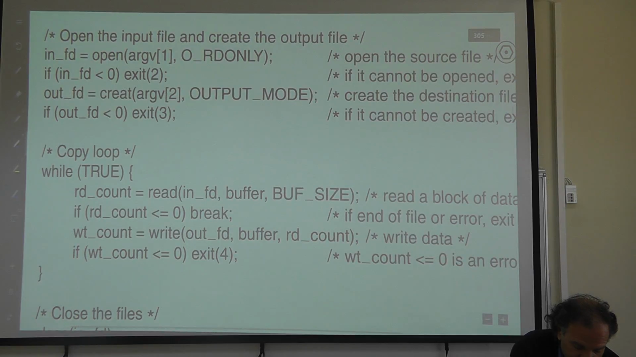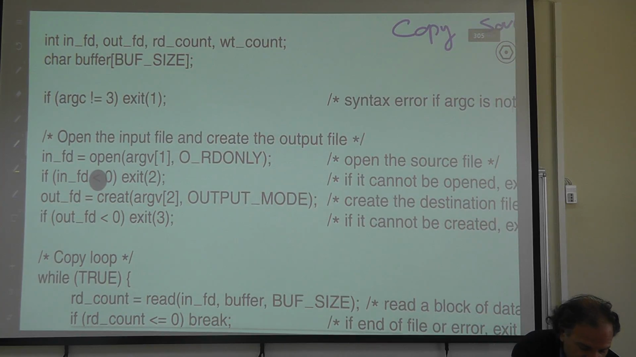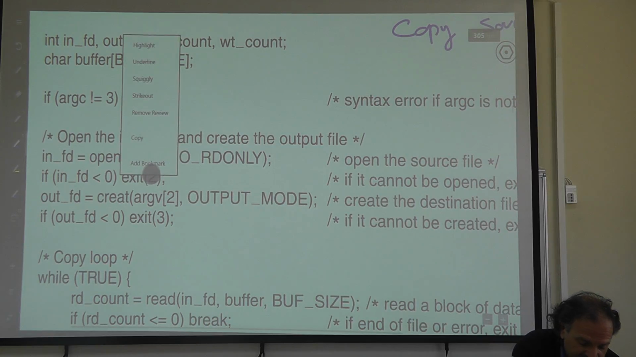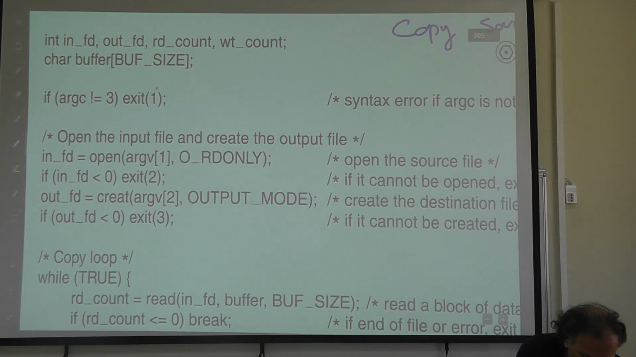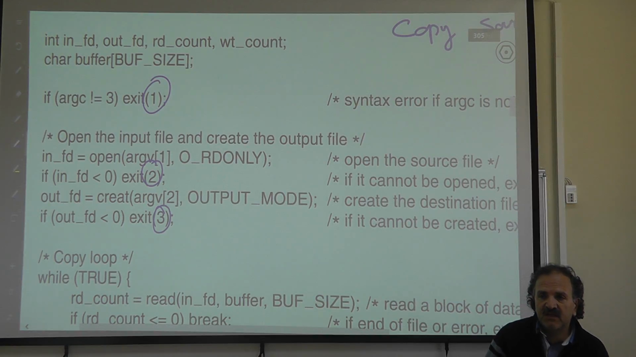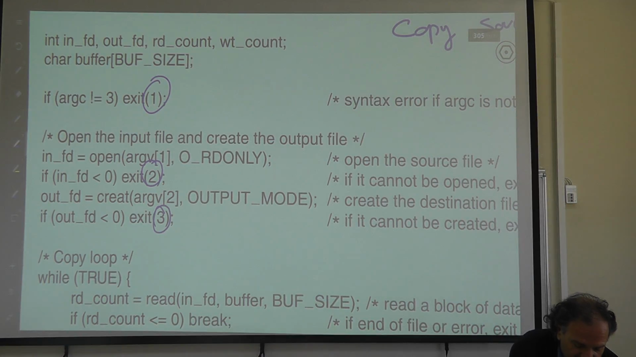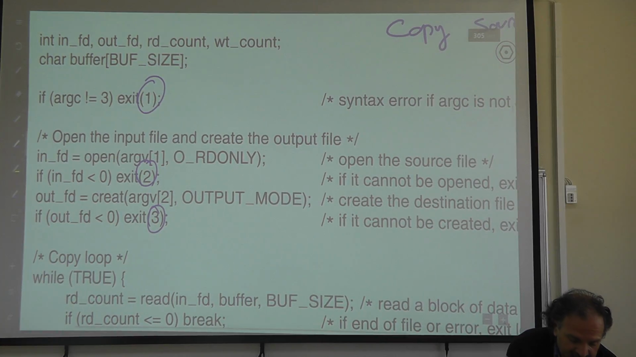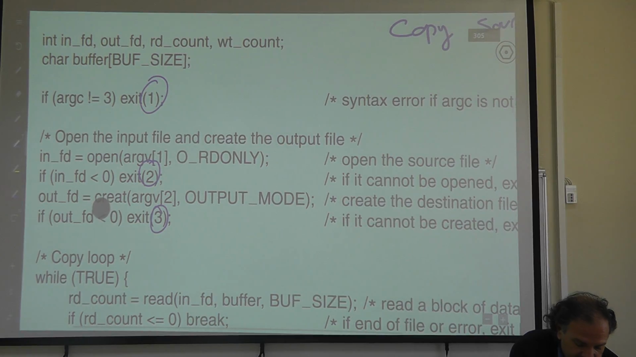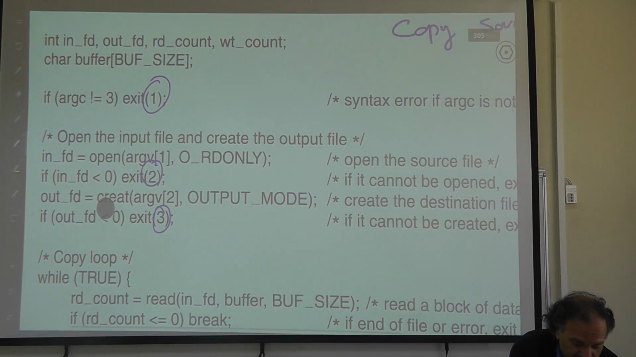Then if I cannot open it, remember this one. If it returns a negative number, then it's an error. Then I will say that it's an error and I will exit. This is 1, this is 2, and this is 3. So it is producing a different signal for different types of error messages. If it cannot open the source file, then it will exit. If it cannot open the second file, this function, I don't think that you used this before, create, it will produce another error signal.